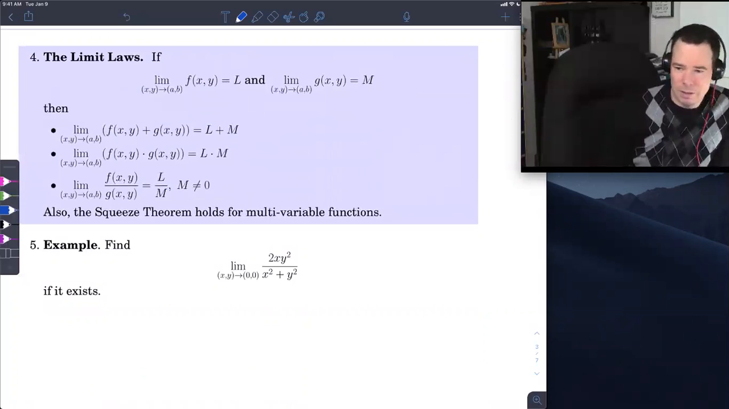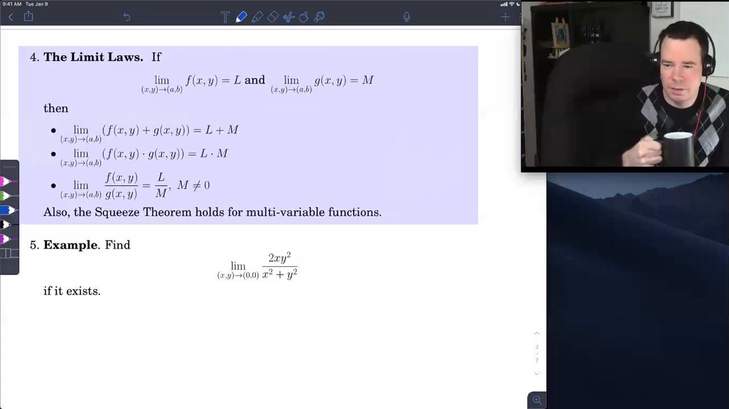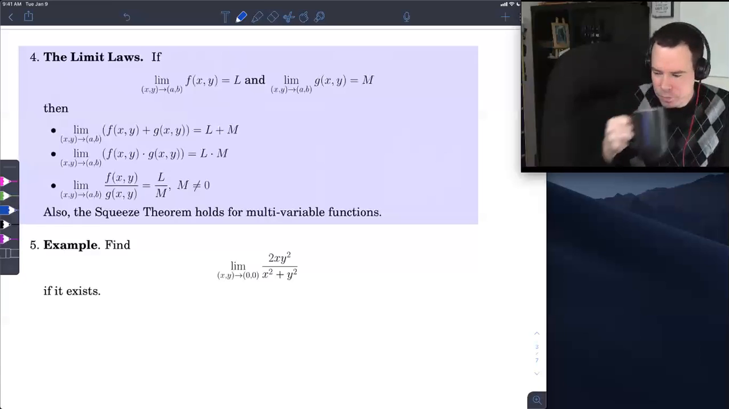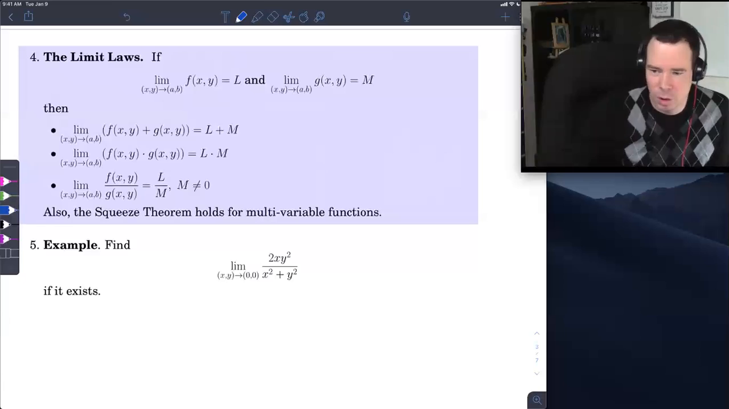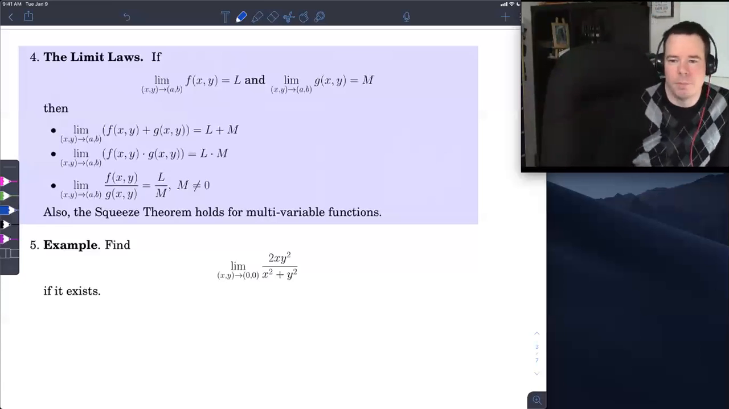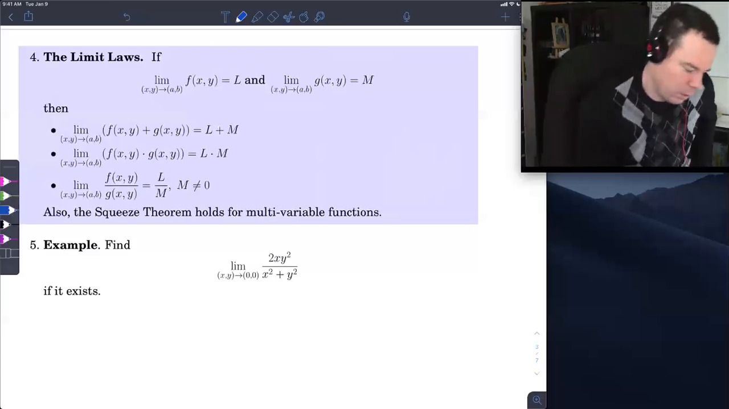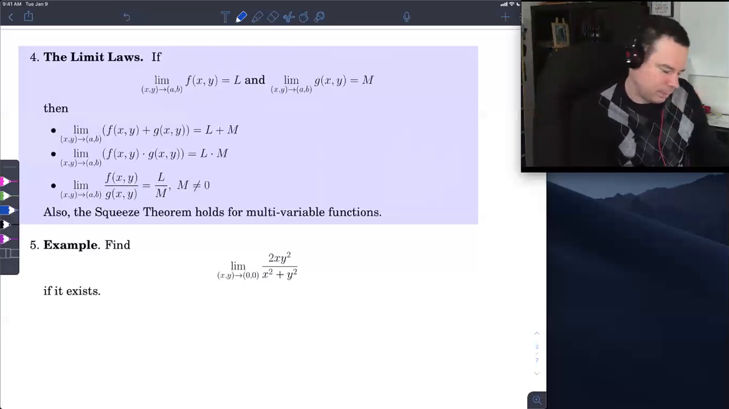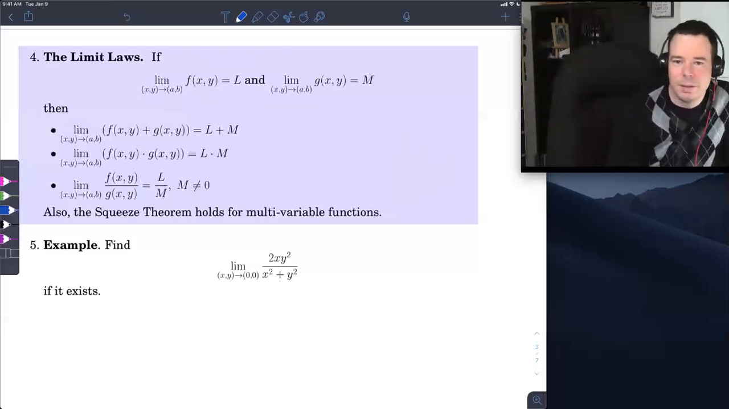So the limit of a sum, the limit of f plus g, is the sum of the limits. In this case, if the limit of f was L and the limit of g was M, then the limit of the sum is L plus M. The limit of a product is the product of the limits. The limit of a quotient is the quotient of the limits, provided the bottom is not 0. And then we also have the squeeze theorem holds for multivariable functions as well. And the squeeze theorem turns out to be of a lot of use for us here.